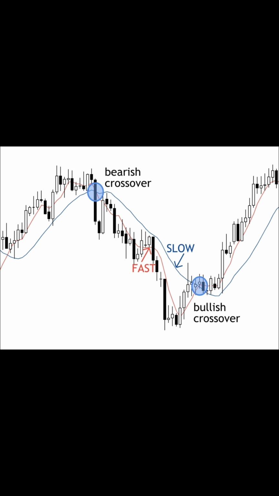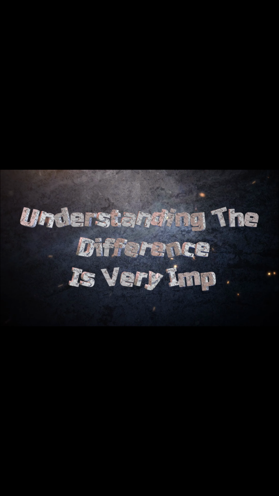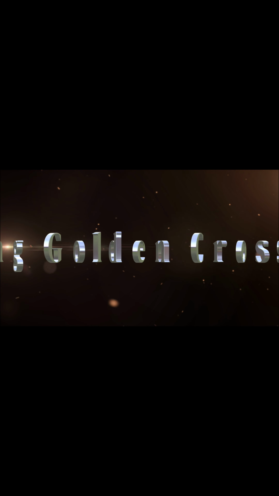Some are strong and reliable. Some are weak and easily fail. Therefore, understanding the difference is very important. Example of a strong golden crossover. Let us look at the first example, Sun Pharma.